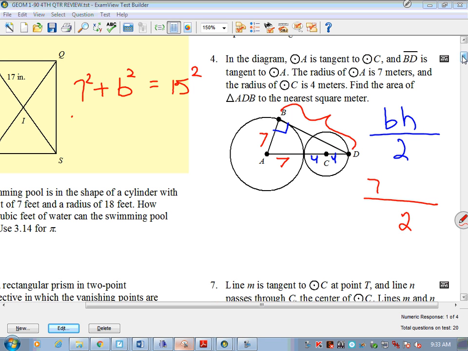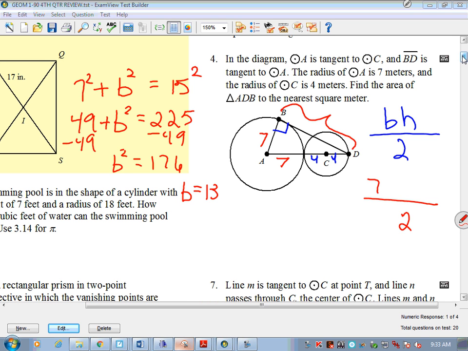Okay, all right, 49 plus b squared equals 225. Subtract 49 from both sides, he says. Square root of 176, 13.3. Okay, so b, he says, equals 13.3. So we're going to take 7, multiply it by 13.3, and then divide that by 2.